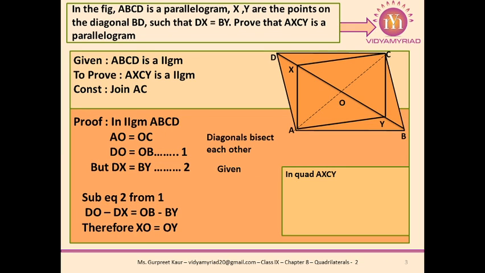Now AXCY is a quadrilateral. We need to prove it is a parallelogram. So what we know over here is OX is equal to OY and OC is equal to OA. Just now we have proved that OX is equal to OY, and we know that diagonals of a parallelogram bisect each other, which means AXCY is a parallelogram.